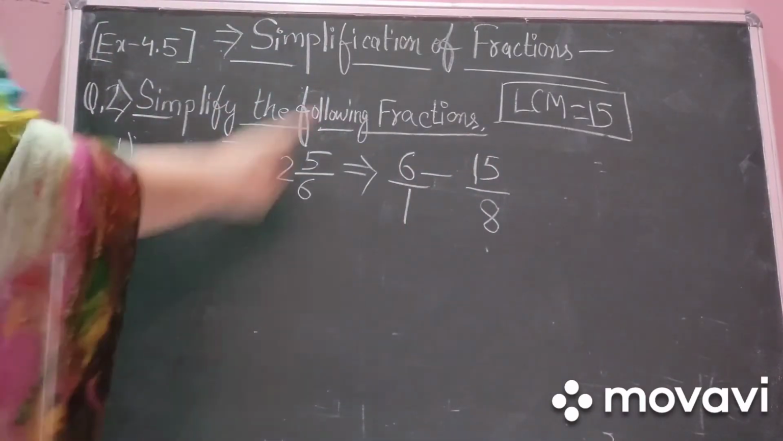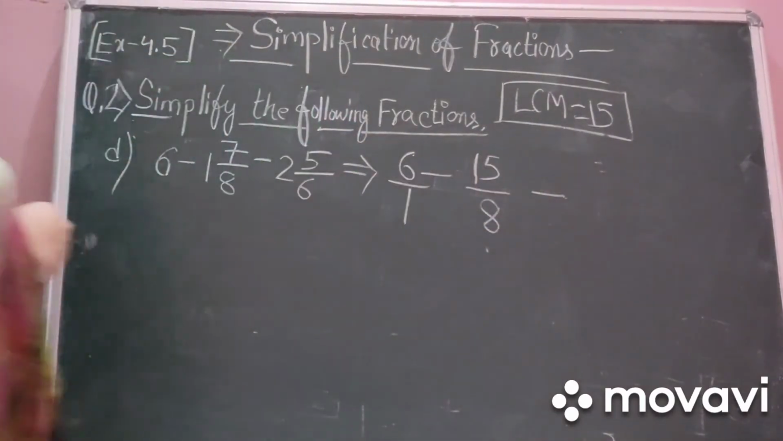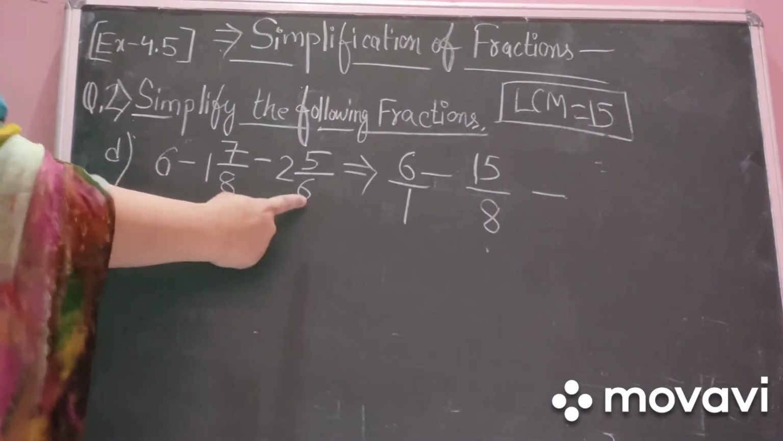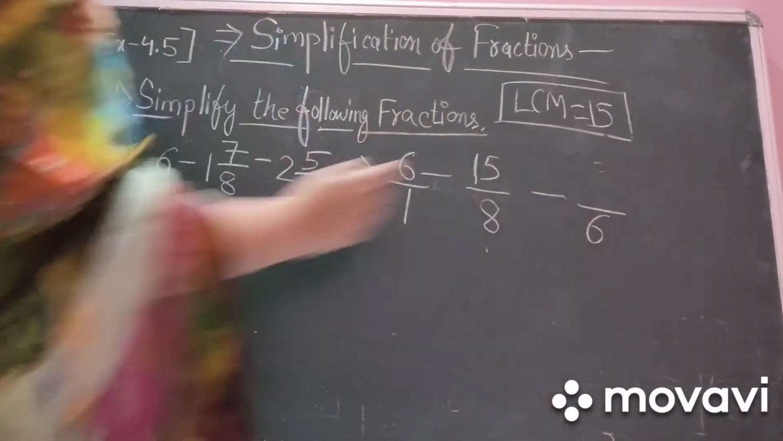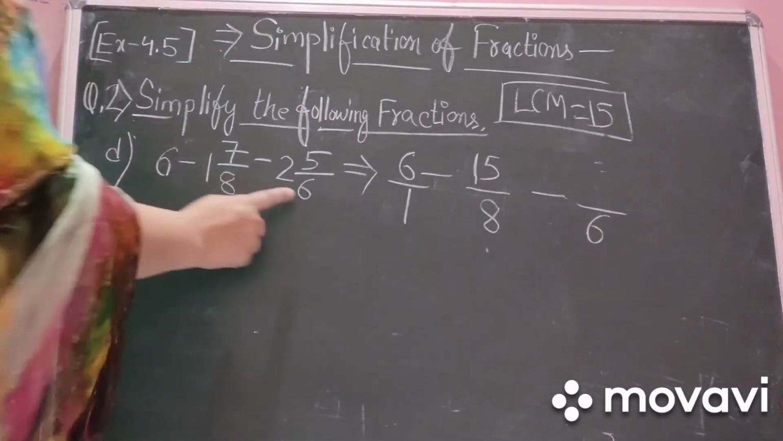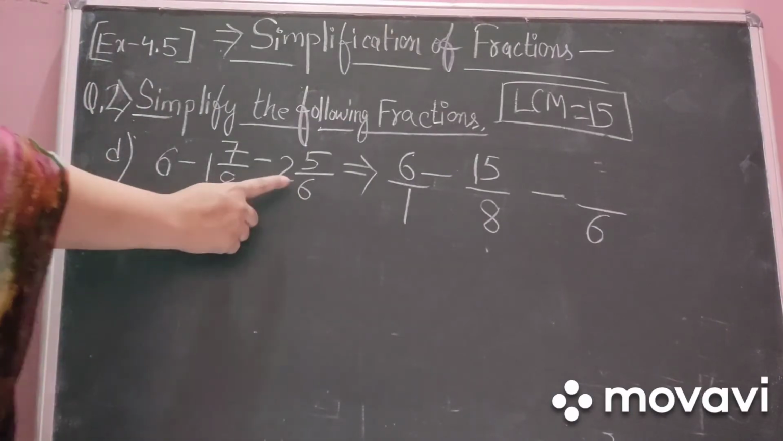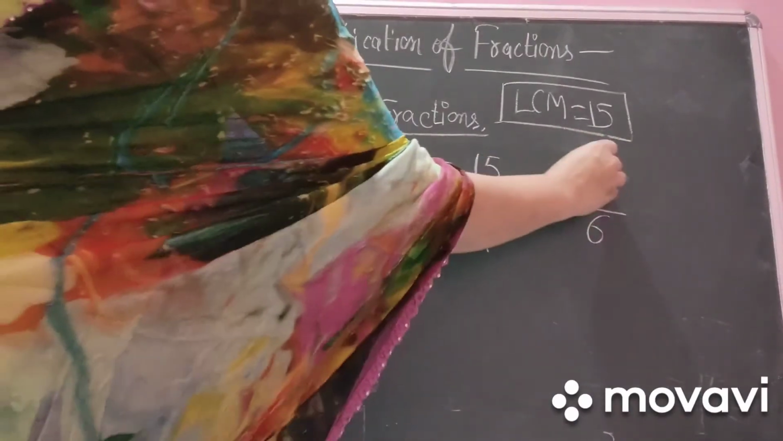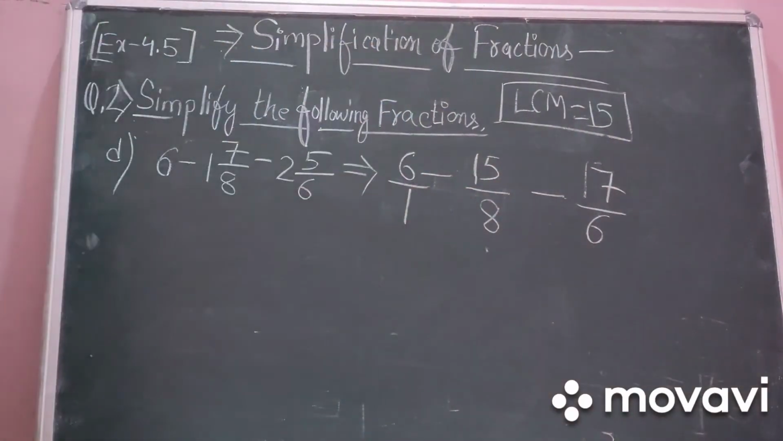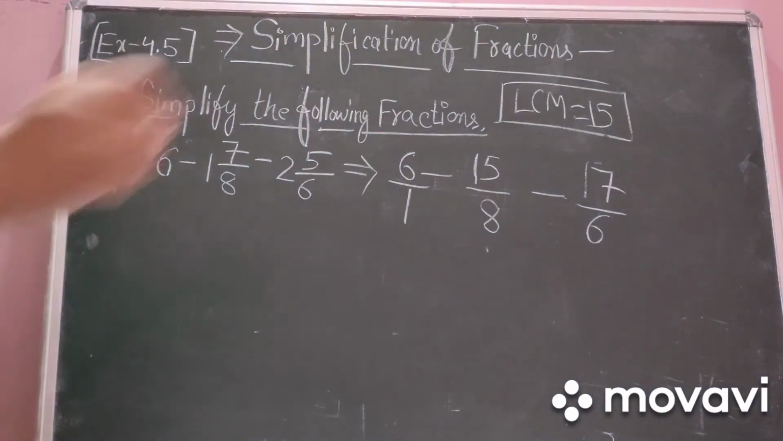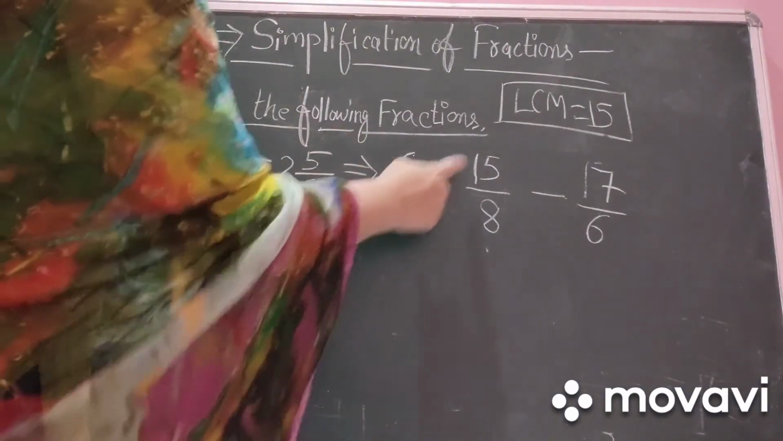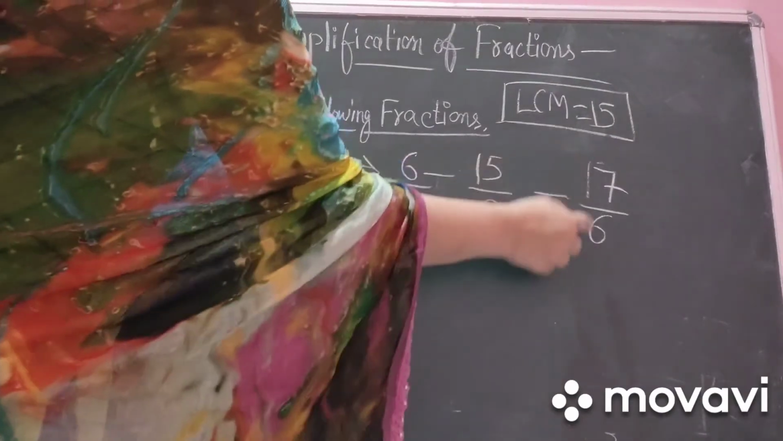Okay. Again minus. Now you have to convert this mixed fraction also. So the denominator is 6 and in the numerator you have to calculate. 6 twos are 12. 12 plus 5 is 17. So you have to write 17 upon 6. Okay. Now what you have to do? 6 by 1 minus 15 by 8 minus 17 by 6.